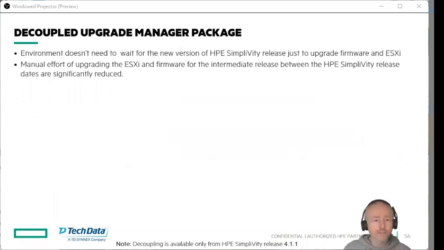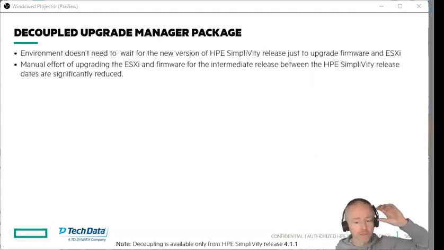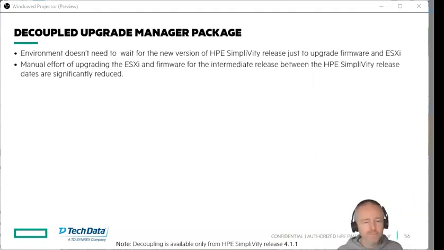We have also the upgrade manager. So for those who are doing upgrades already, how does it work? Well, you have to go to the support portal. You will download the Simplivity firmware. It's like the SPP, the Service Pack for ProLiant, but specifically for Simplivity only. It's for the DL380, the DL325 or the Apollo 2600. You will download that hardware firmware.